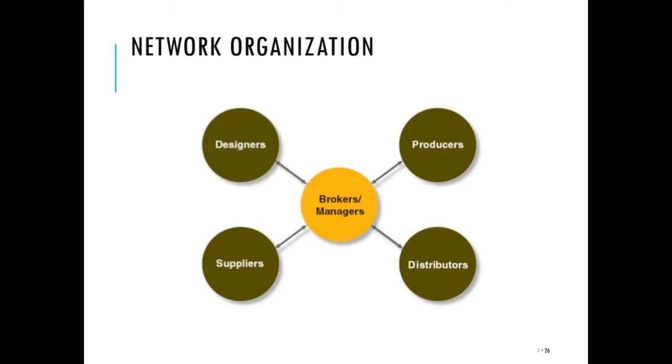Another interesting structure is what is called the network structure, also called a virtual organization. In this structure, the administration is the primary or core function, and the other functions are contracted or are peripheral functions outside the core in the organization.